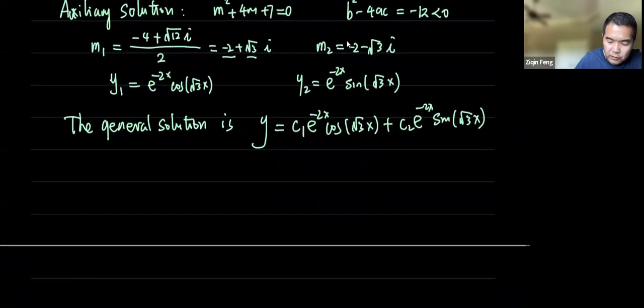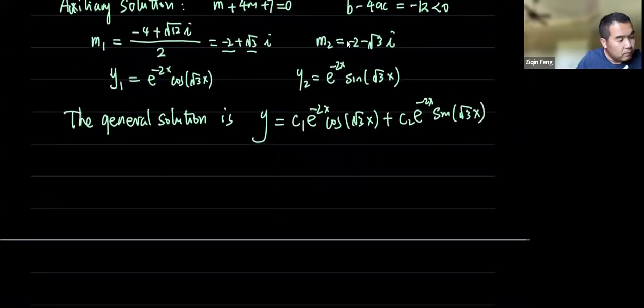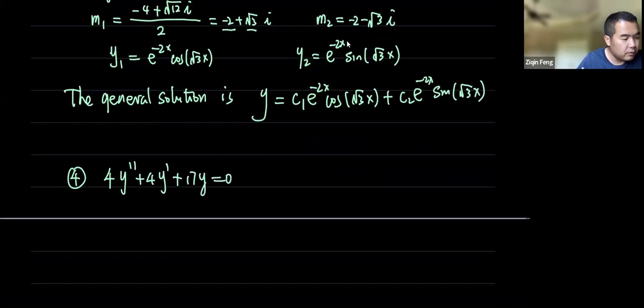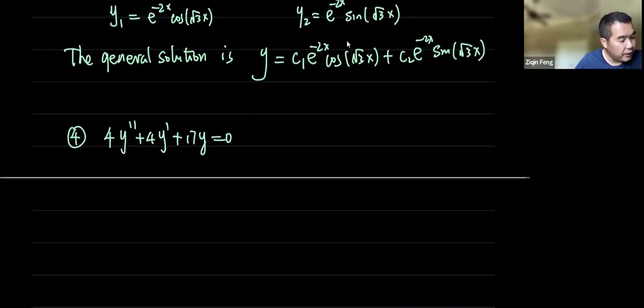Okay, now let's try to solve an initial value problem. Number 4 here, we are given 4y double prime plus 4y prime plus 17y equal to 0. We are also given that y of 0 equal to negative 1, y prime of 0 equal to 2.